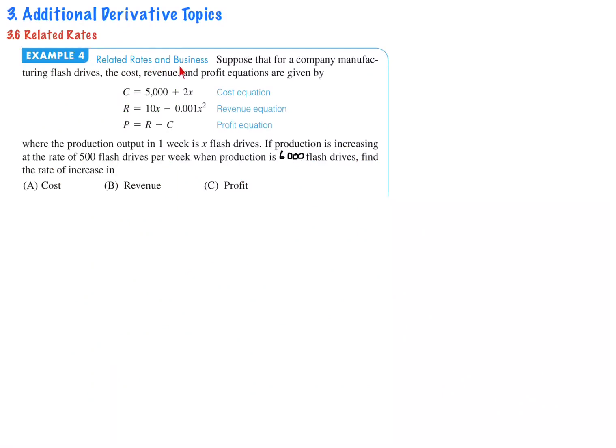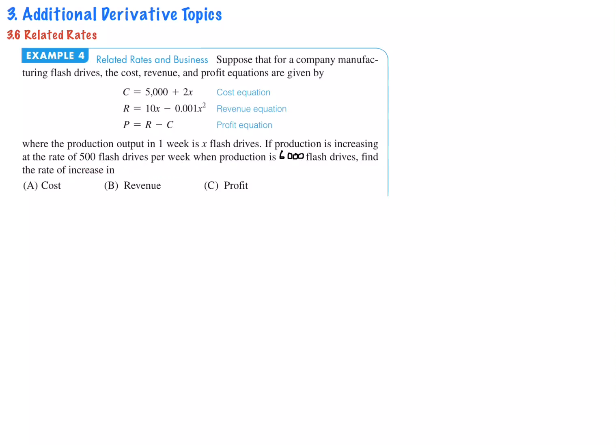Related rates and business. Suppose that for a company manufacturing flash drives, the cost, revenue, and profit functions are given as below, where the production's output in 1 week is x flash drives. If production is increasing at the rate of 500 flash drives per week, so let's stop at this one. The production is increasing at the rate of 500 flash drives per week.